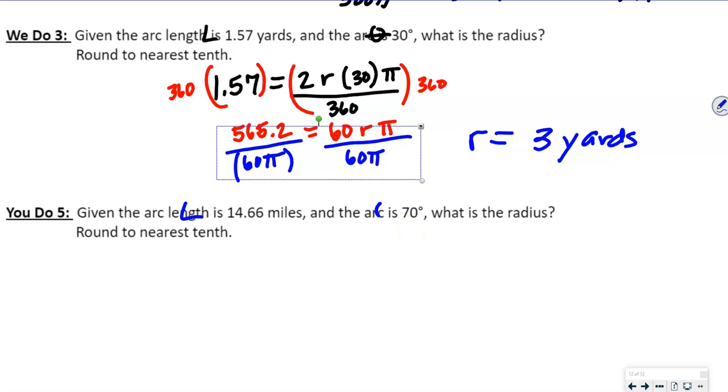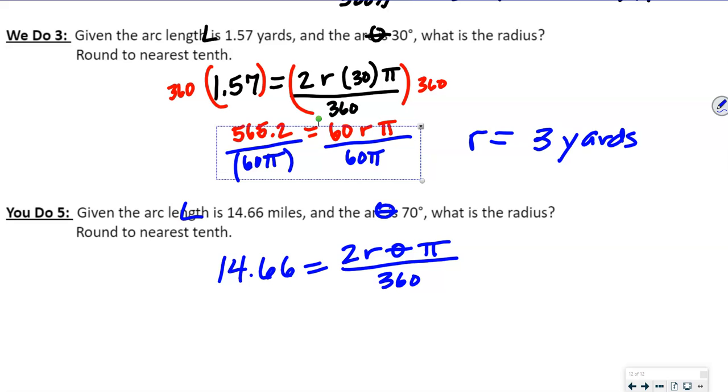Okay, this is L, this is theta. So 14.66 is equal to 2 times the radius times theta times pi divided by 360. Multiply both sides by, you got it, 360, right? It's going to be a big number, isn't it, y'all?